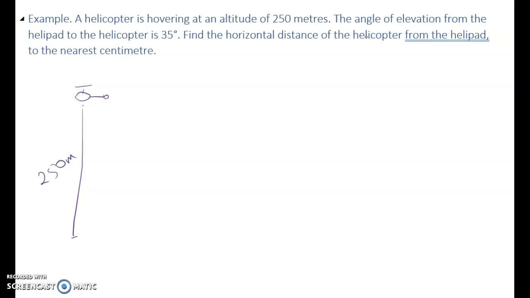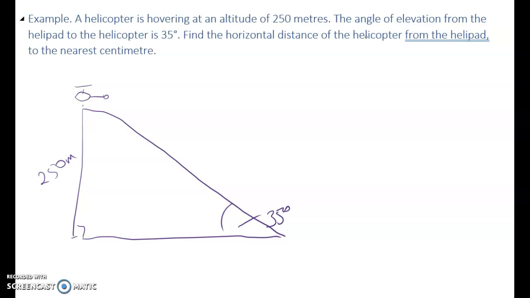The angle of elevation to the helicopter is 35 degrees. So I'm going to draw up my little right angle triangle. There's the right angle. And I'm going to put my 35 degrees in there because it says elevation. So that's the difference between the horizontal up. Next step is we've got to label it. So that's our hypotenuse, that's our opposite, and that's our adjacent. We are looking for our adjacent, and we've got the opposite, so we're going to be using tan. So that's tan of theta equals the opposite over the adjacent.